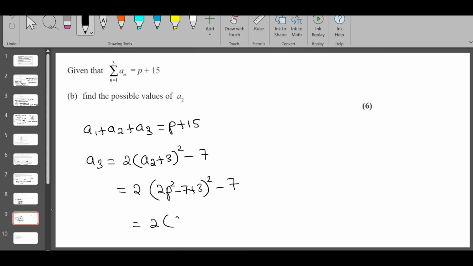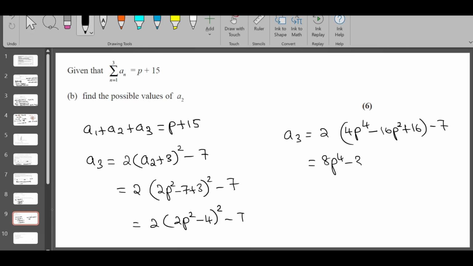That's going to be 2 times 2p square minus 4 whole square minus 7. Open the bracket. You're going to get a minus b whole square is a square minus 2ab, 2 2s are 4, 16p square plus 4 square minus 7. Open the bracket. 8p power 4 minus 32p square. This is 32 minus 7. You're going to get 25. That's a3. So we are going to plug in a1, a2, a3 here.